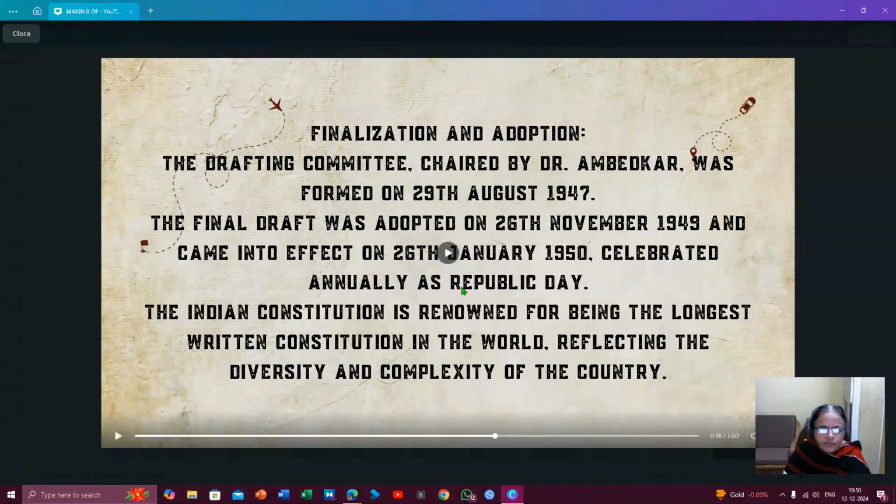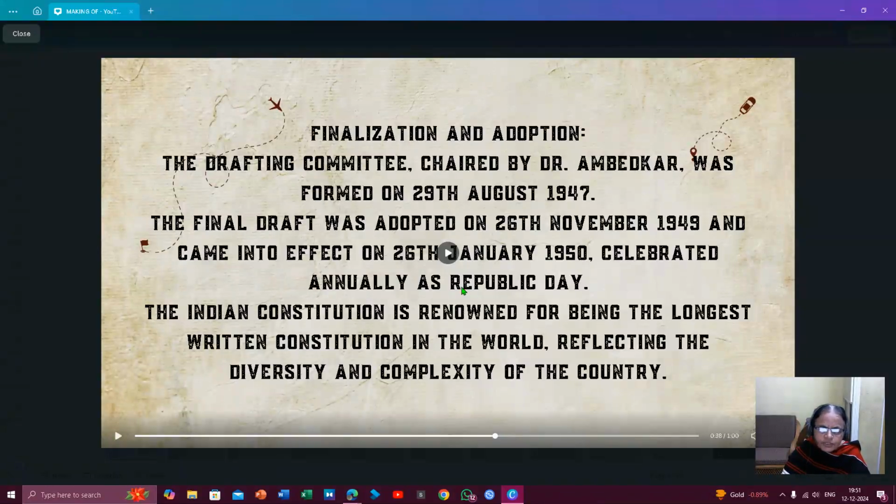Whether you learn for competitive exams or bits, you are supposed to learn. So, the first thing you must remember is that the chairman of the drafting committee is Dr. B.R. Ambedkar. When was it formed? 29th August 1947. Then what is 26th November 1949? The final draft was adopted. Then what is 26th January 1950? It came into force. That day is called Republic Day. These 3 points you have to remember.